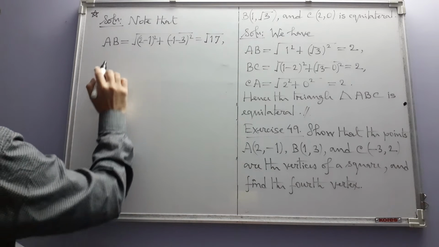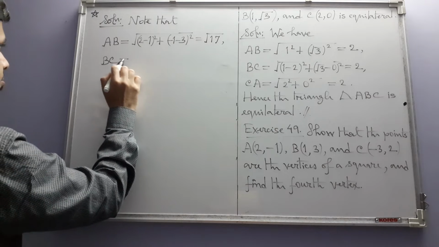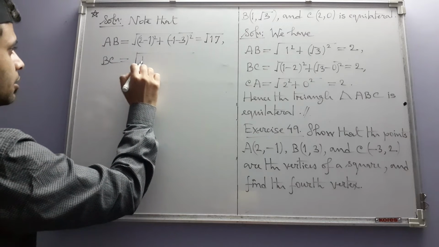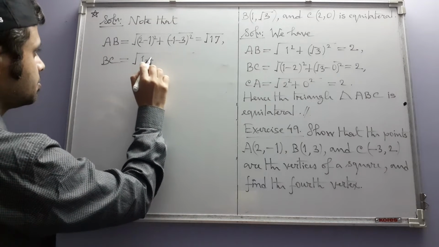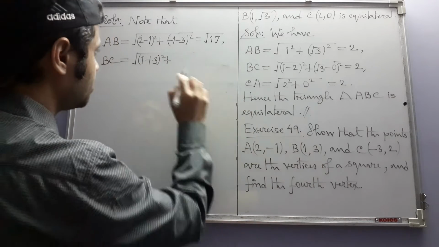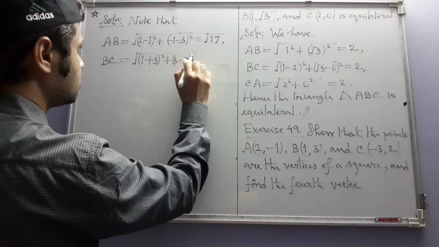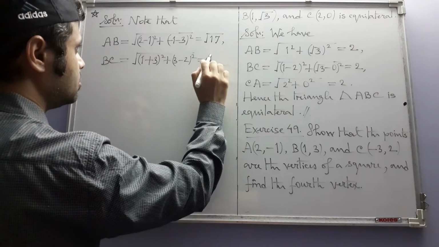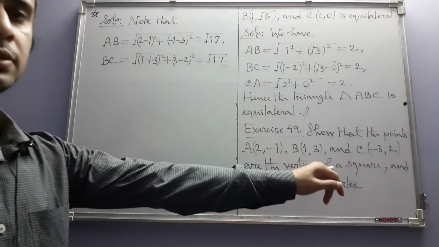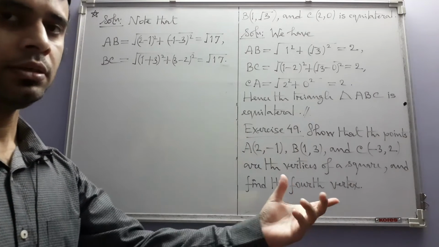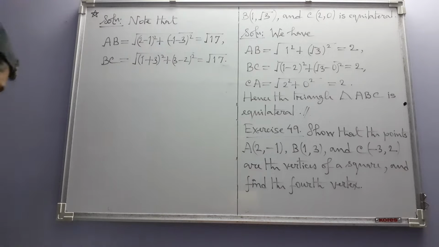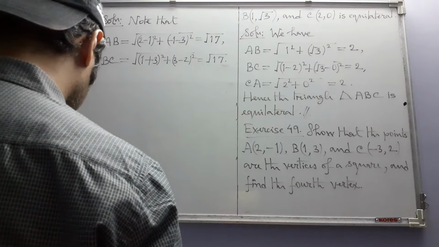And the other one is BC. If we calculate that length, then we get (1 minus minus 3, is plus 3) whole square plus (3 minus 2), again 16 plus 1 is 17. That means wherever these points are, AB and BC have the same length. These two line segments have the same length. Okay, so that is one thing.